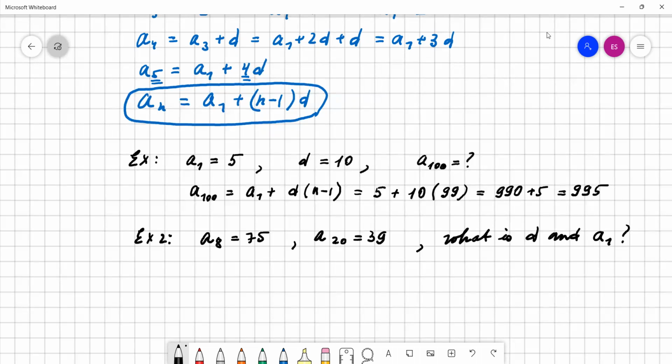Well, let's write down how the formulas are going to look for this one and for this one. So A8 is A1 plus 7, right? That's (n minus 1) multiplied by D. We don't know D.